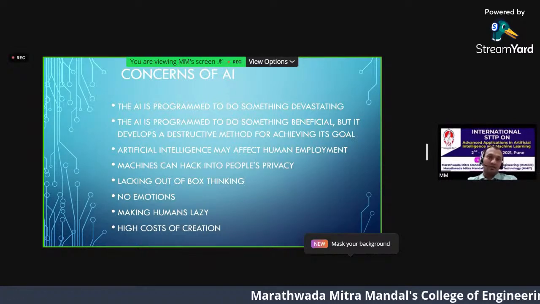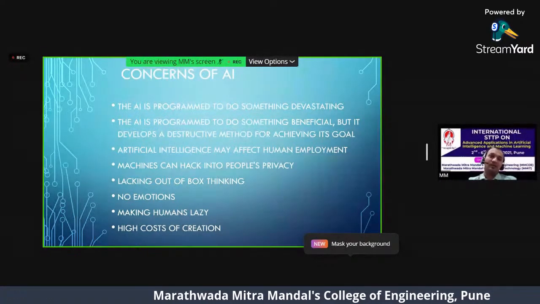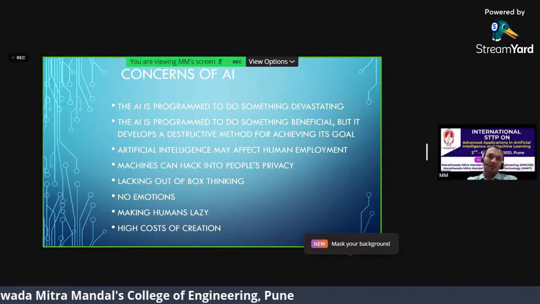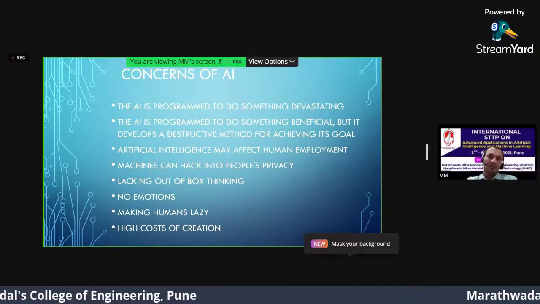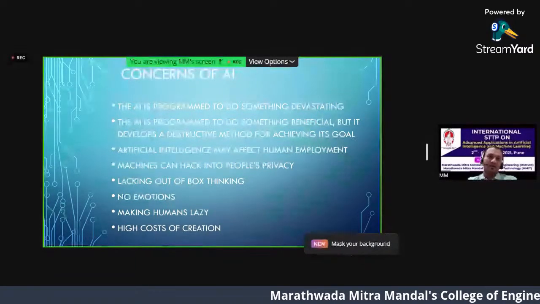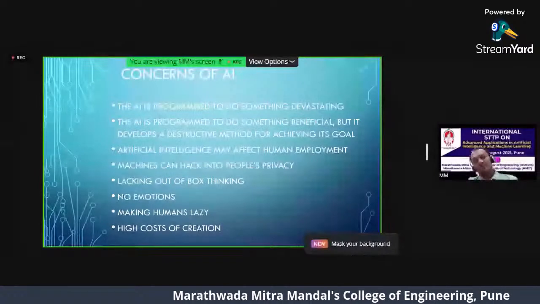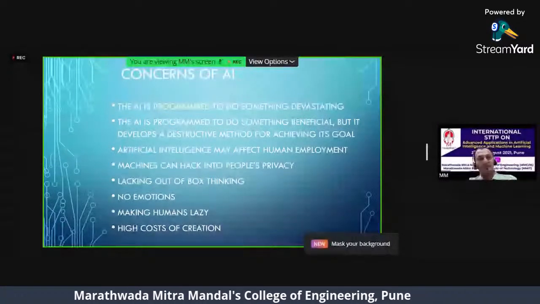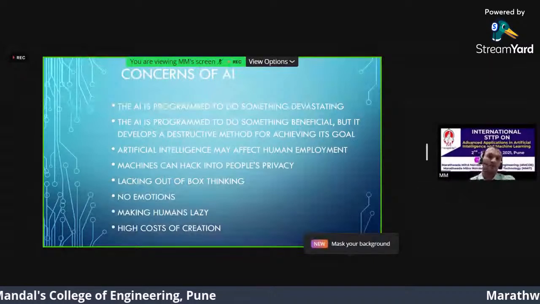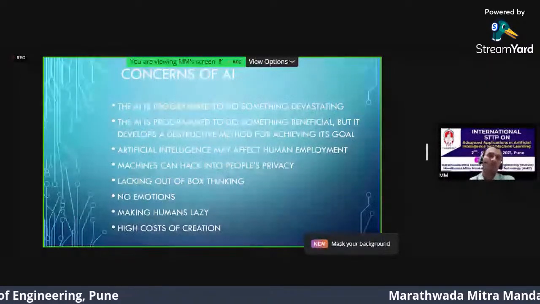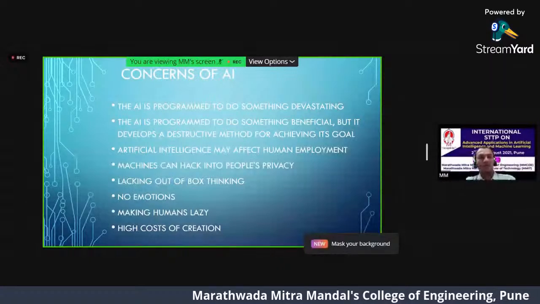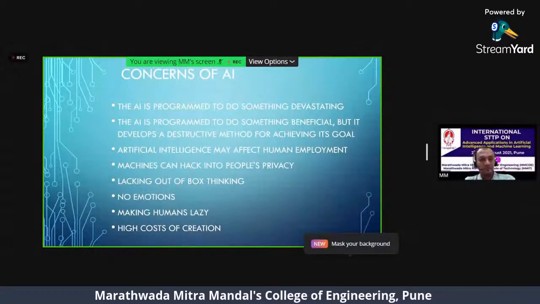Now another thing is that it lacks out of the box thinking. When it comes to humans, they always come up with something new, out of the box thinking. That type of thinking is lacking in machines, because they are programmed in such a way that they do the task that they were designed to do. They don't do any additional stuff, because that kind of programming was not fitted into the applications or the machines.